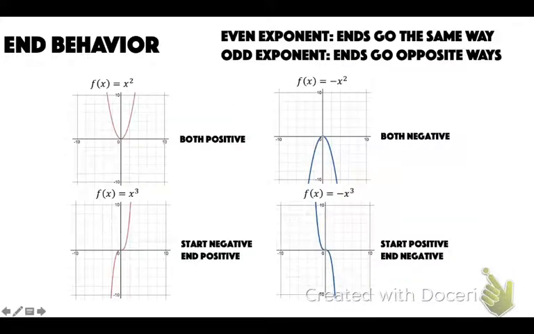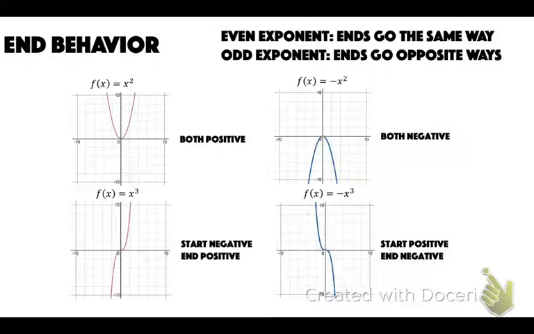So here, if it's even and positive, they both go up. If it's even and negative, they both go down. If it's odd and positive, it starts negative and ends positive. If it's odd and negative, it starts positive and ends negative.